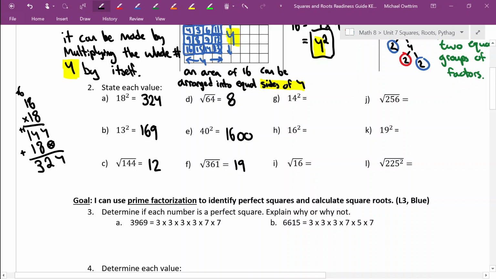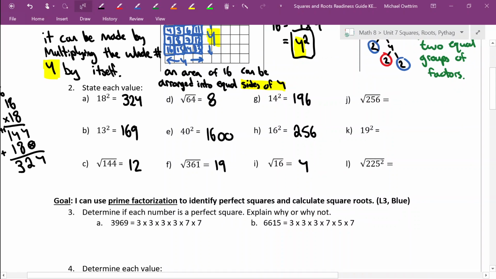14 squared is 196 from memory. 16 squared is 256 from memory. What number makes 16 when it's multiplied by itself? That is 4. Square root of 256, what number makes 256 when it's multiplied by itself? That's 16. 19 times 19 is 361. And then last one here, by definition, our square and our root cancel out, leaving us with just 225.